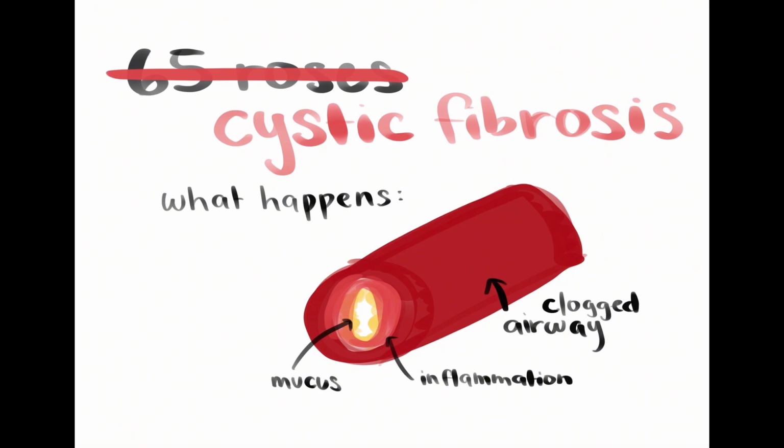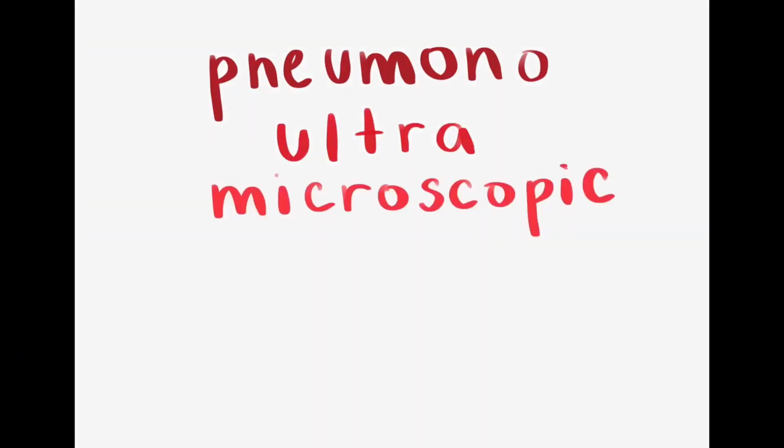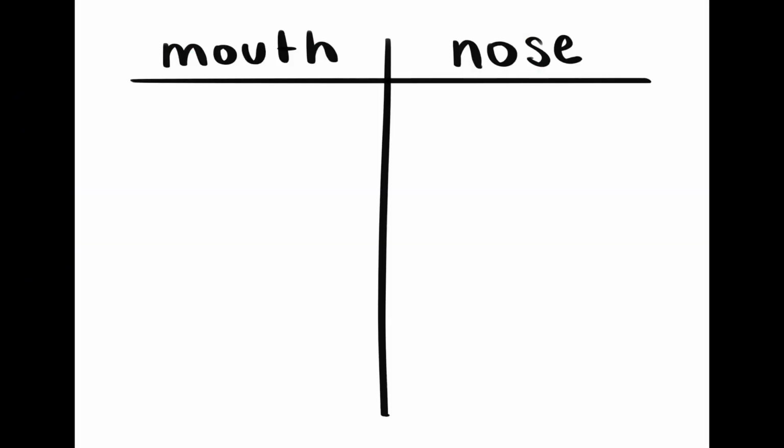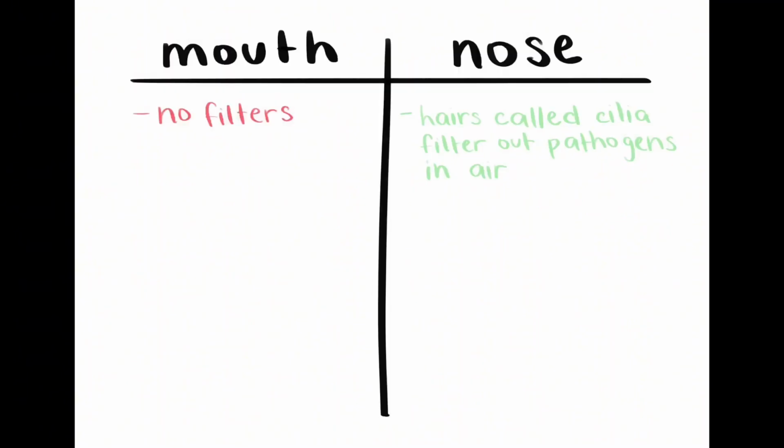And my personal favorite, pneumonoultramicroscopicsilicovolcanoconiosis. It's a real lung disease, and it's caused by inhaling very fine silica or quartz dust. Now for the fun part. The difference between mouth and nose breathing is that your nose has tiny hairs called cilia that filter out pathogens and bacteria that could be in the air. In mouth breathing, you have no filters that could capture things in the air that could possibly make you sick.